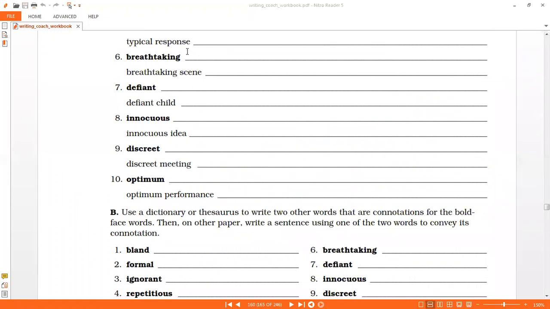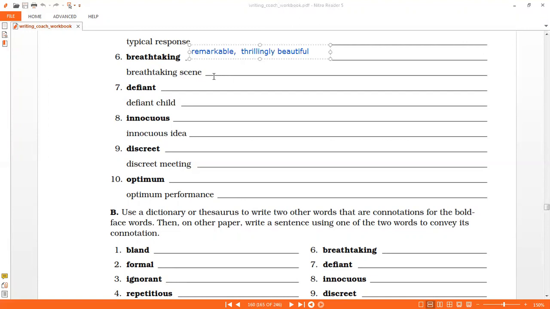Okay. So next is breathtaking. Breathtaking is something which is remarkably beautiful, something remarkable, or something that is extraordinarily or thrillingly beautiful. A breathtaking scene would obviously be a scene that is very extraordinary, very beautiful, something that you have never seen before.